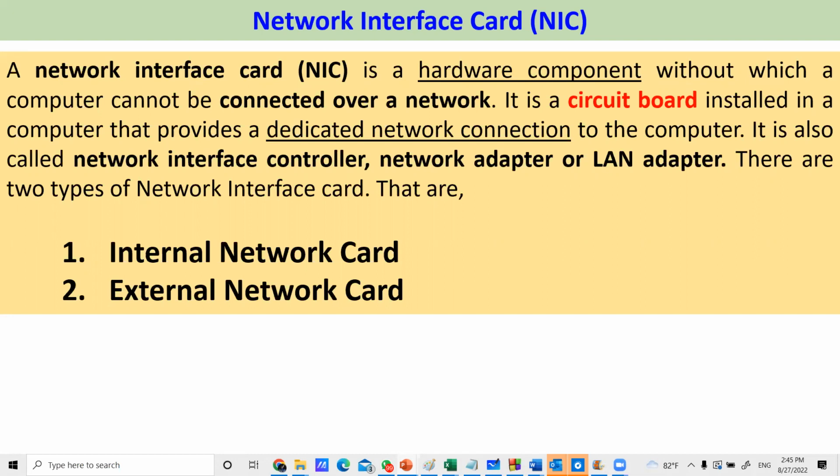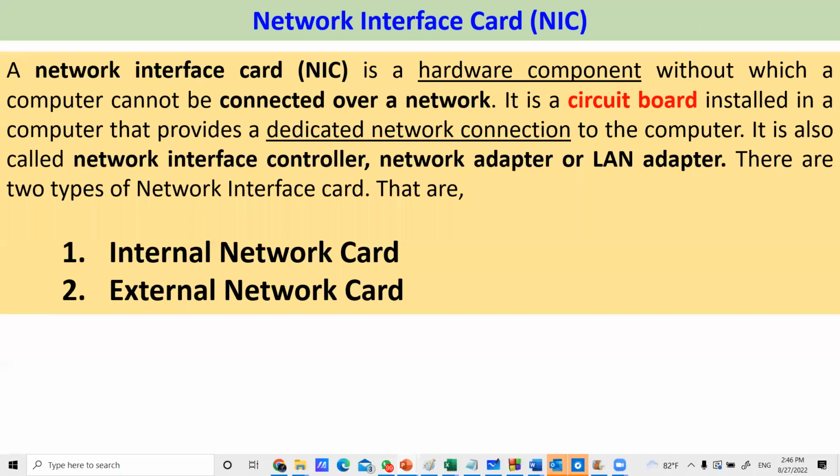Inside the system unit, there is a unit called the motherboard. In the motherboard, there are some slots: PCI, AGP, ISA, like that. Normally the PCI slot is used to fix the network interface card.